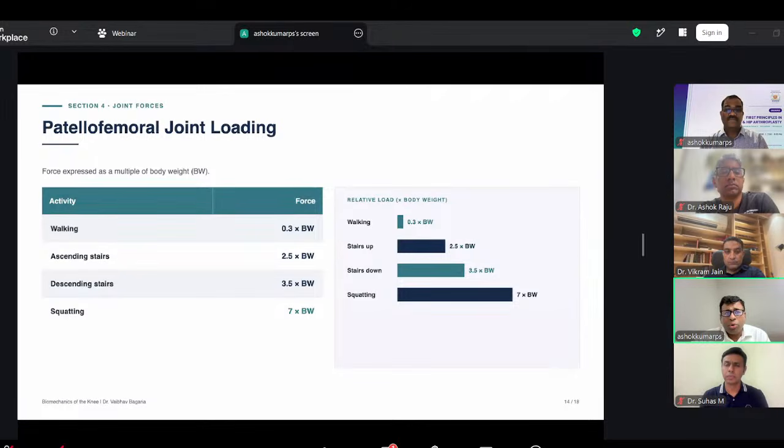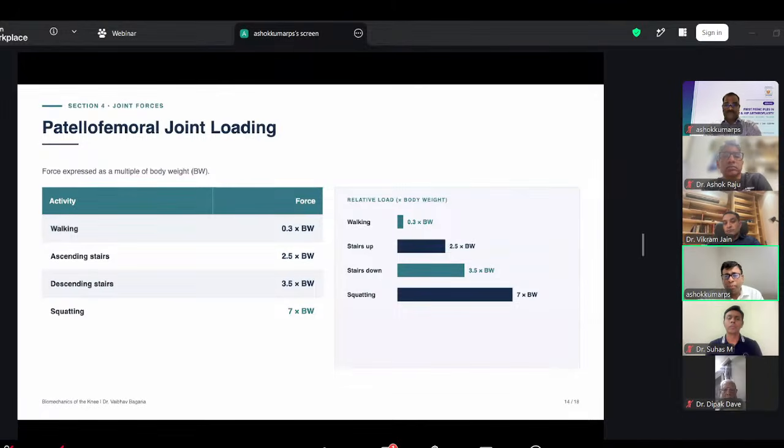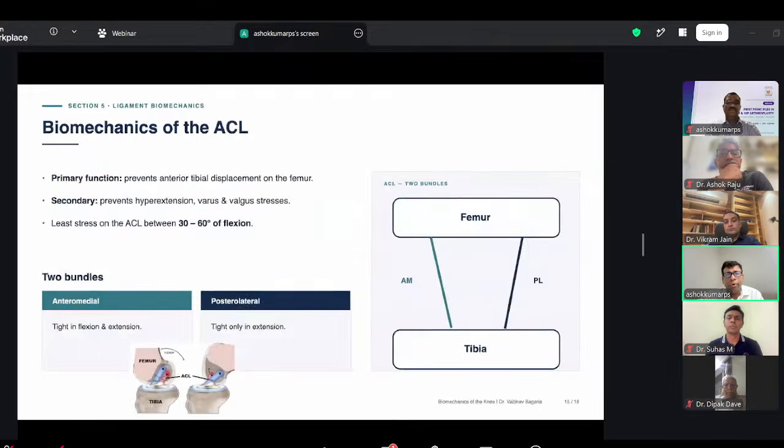Similarly, the patellofemoral joint loading is again different while walking, ascending, descending, and squatting. The maximum amount of patellofemoral force happens once the person is squatting on the floor.